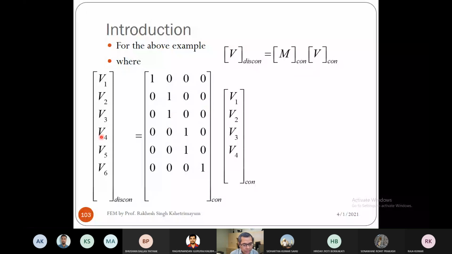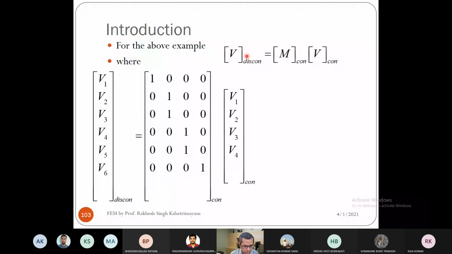B4 and B5 of the local node numbering should be equal to B3 of the global node numbering. That's why you have 0, 0, 1, 0 here, 0, 0, 1, 0. When you multiply this, you get B3 here, which is equal to B4 and B5. B6 of the local node numbering is equal to B4 of the global node numbering. So this row, you multiply it, you are getting B4, and on the left hand side you have B6.